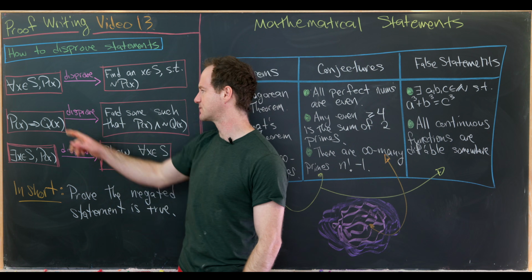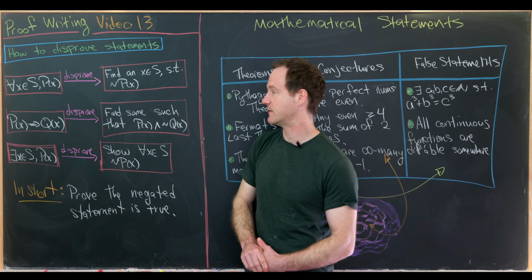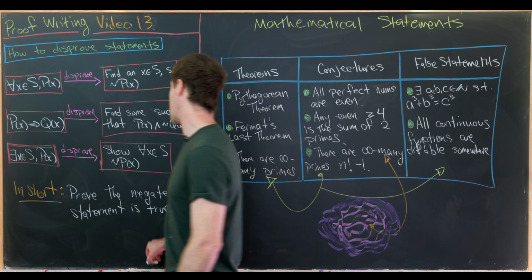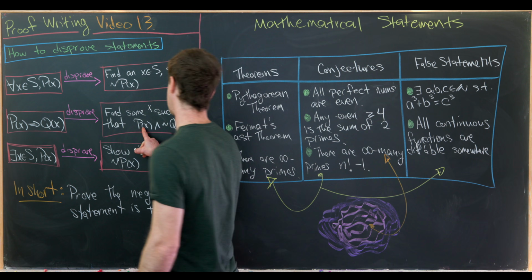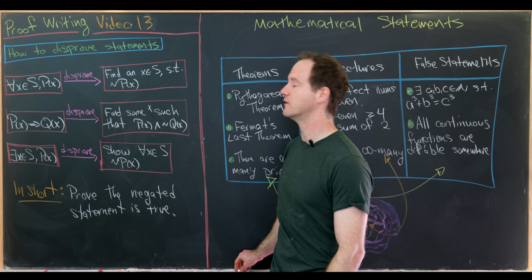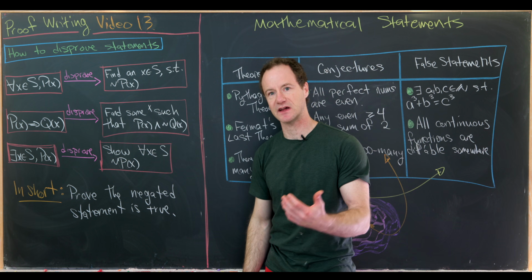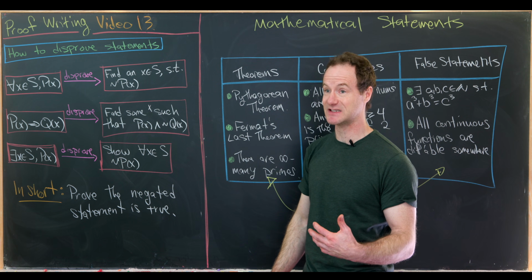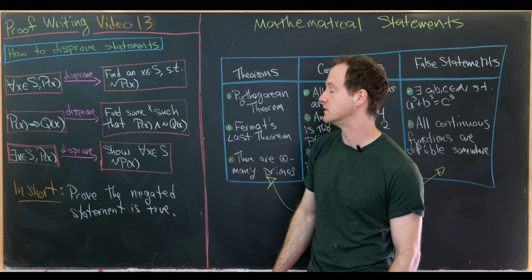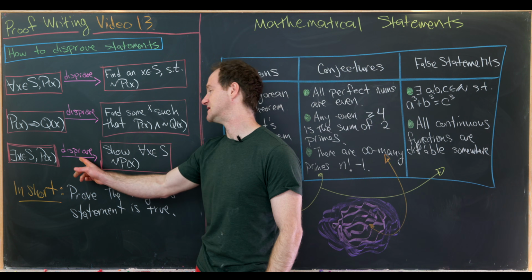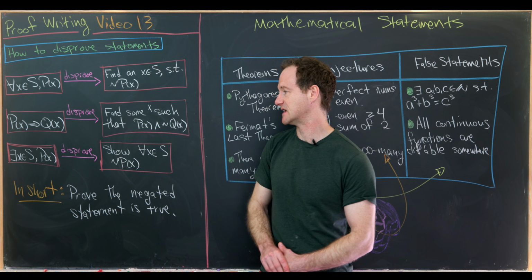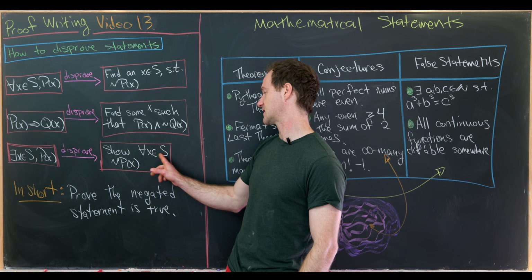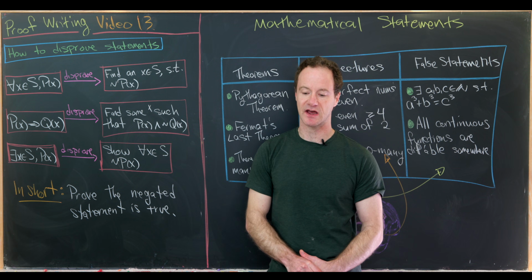Then if we'd like to disprove this conditional statement, P implies Q, you would find some x, I'm missing an x here, such that P of x is true and Q of x is false. So that's the negation of the conditional. What about disproving an existential statement? Well, that's going to turn into a universal statement. So to disprove there exists x in S such that P of x, you would show for all x in S, not P of x.